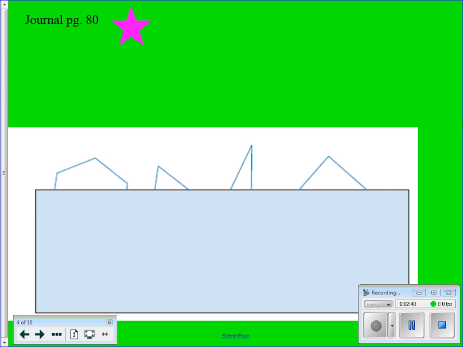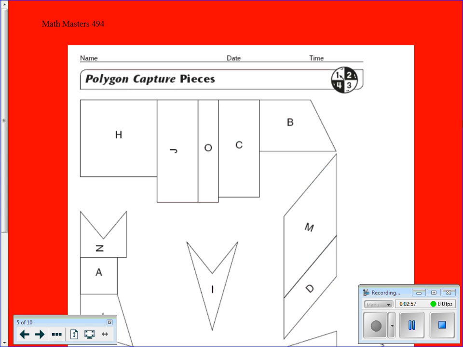Keep on going here. Here you can see an example from your journal entry. We'll talk a little bit more about this in class tomorrow, but you can see here they are showing the tops of some polygon shapes, and they're going to ask you to finish drawing the shape based off of what you can see. But we'll talk about that some more tomorrow. Now here you can see our game that we'll be playing tomorrow. This is Polygon Capture. We'll be cutting out all of these shapes in class tomorrow. We'll take a look at a few of them right now.